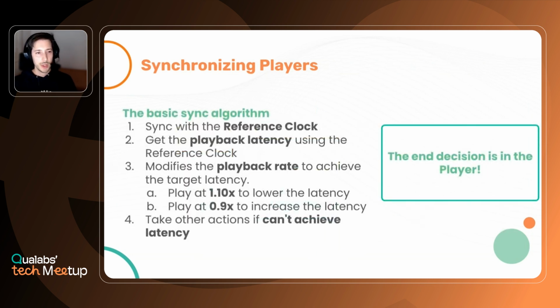Now in the player, we are going to have a very basic and simple algorithm that is we sync with the reference clock from the CMSD information. We calculate the latency using that reference clock. And if we are ahead or behind the target, we're going to modify the playback rate to achieve the latency we want. And if for some reason we cannot achieve the latency or we are fine or something, then we can take other actions.